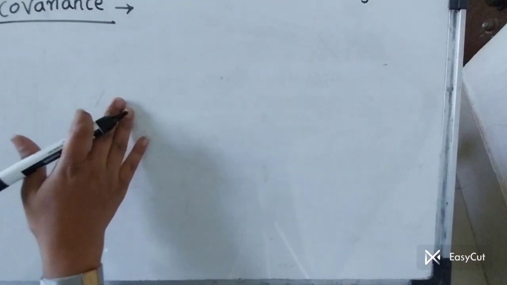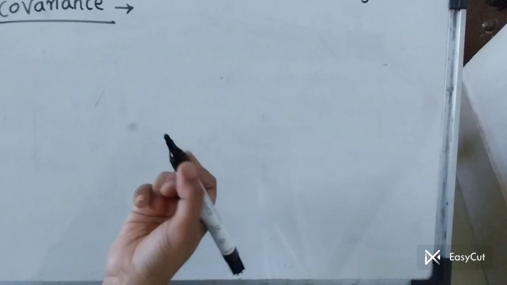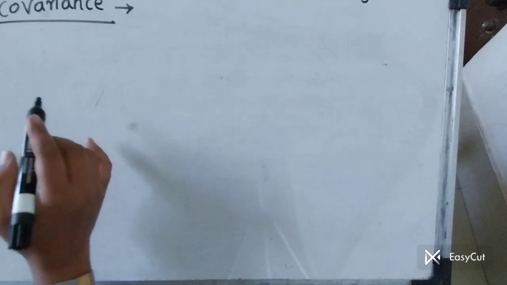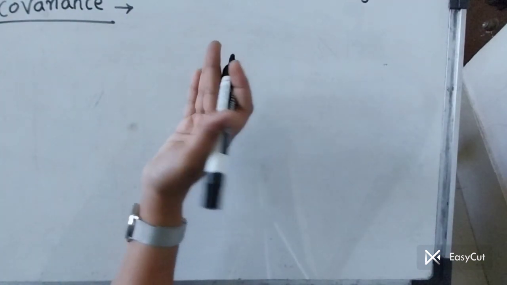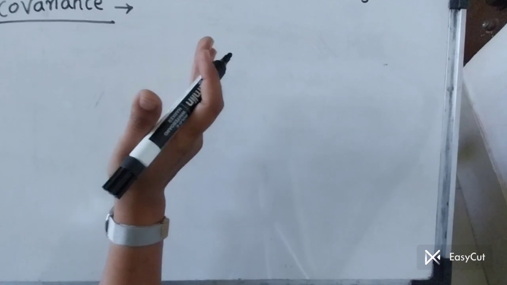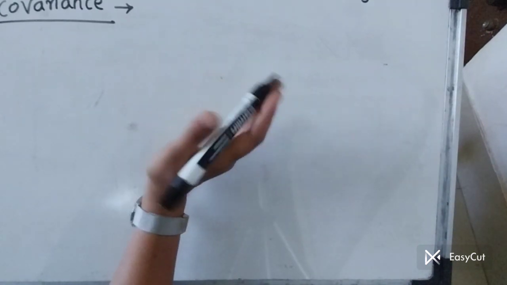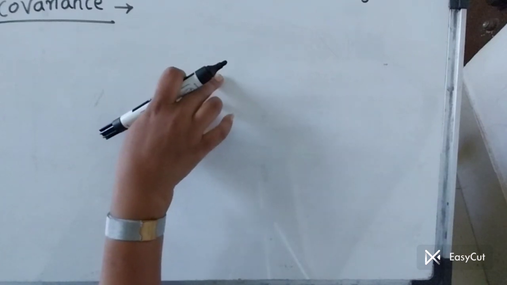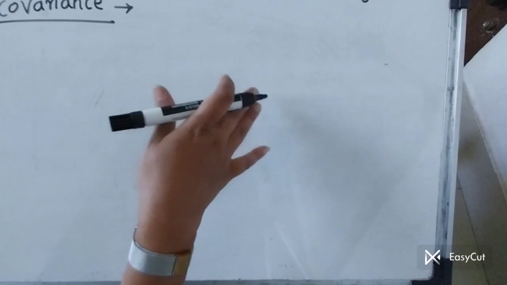Next is covariance. Covariance is a tool for finding the relation between two variables. It is the next concept, covariance. Covariance overcomes the drawback of the scatter diagram, because the scatter diagram does not give a numerical measure of correlation. It is a subjective method. It cannot be applied to qualitative data.